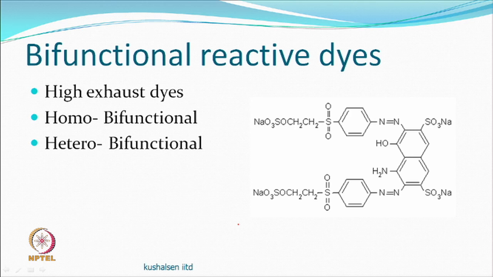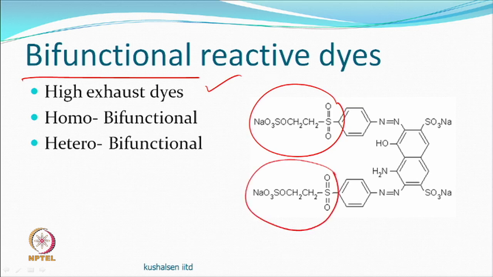We do have another type of dye, which are called bifunctional. From the dyeing purposes, they are known as high exhaust dyes. They have two reactive groups. This reactive group is called vinyl sulfone. So there are two reactive groups instead of one, and therefore they are called bifunctional reactive dyes.